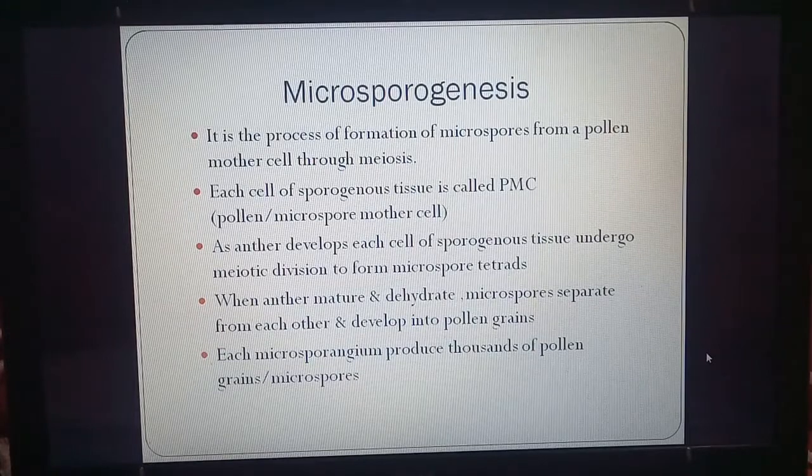So each pollen mother cell forms a microspore tetrad. Each mother cell produces 4 cells, and these cells are connected to each other. When the anther matures and dehydrates, when it loses its water, the microspores separate. So the tetrads, the four daughter cells, separate from each other, and then they are called pollen grains. Each microsporangium produces thousands of pollen grains or microspores.